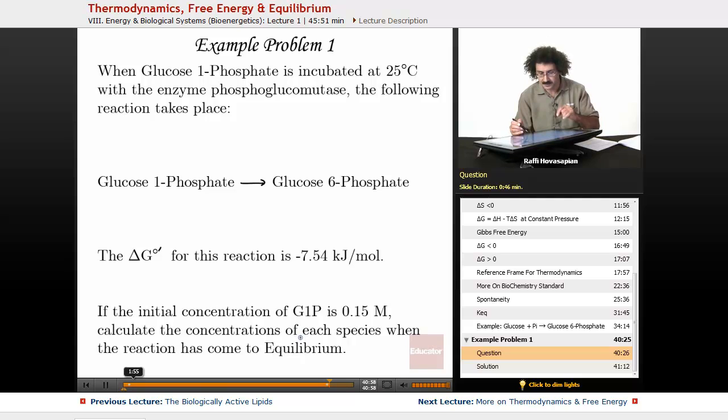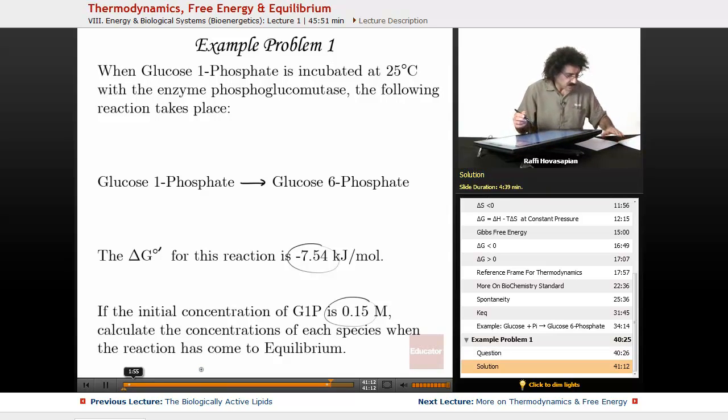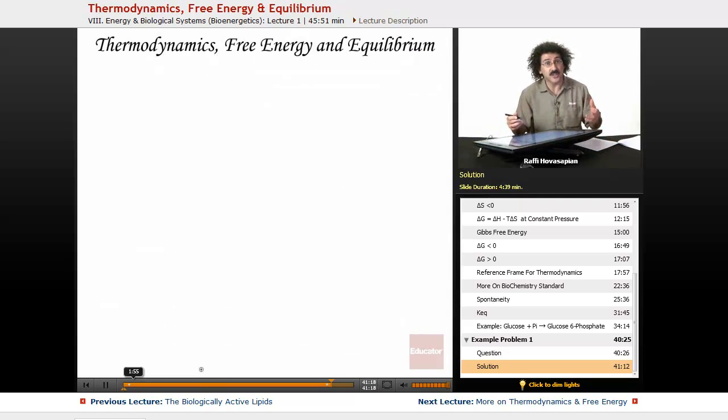So we're given our delta G, we're given our initial concentration of glucose 1-phosphate. We want to find the equilibrium concentrations. Let's see what we can do here. This is essentially an equilibrium problem, and as such, we're going to end up making something called an ICE chart, if you remember from general chemistry.